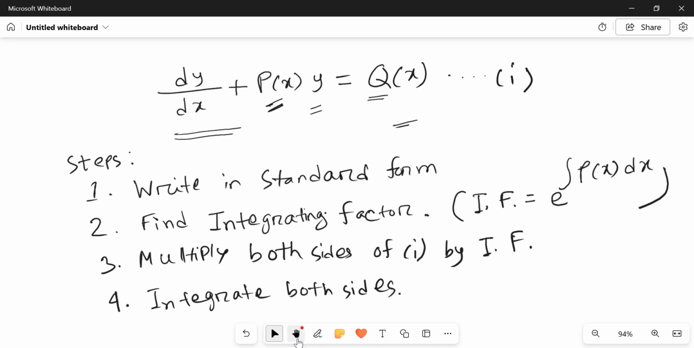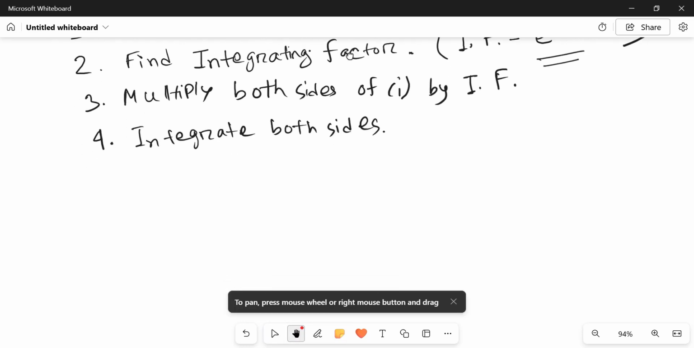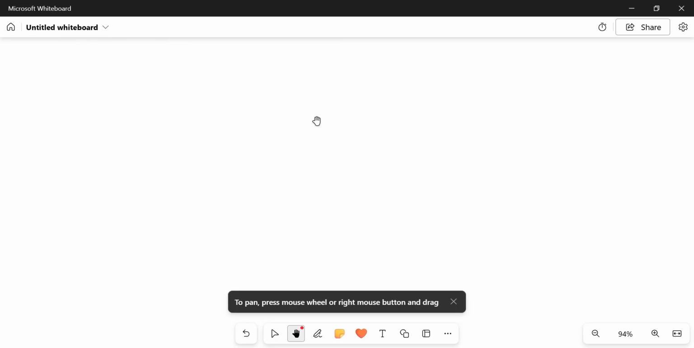So basically we have to follow these 4 steps. First is we have to write the first order linear differential equation in the standard form, if it is not given in the standard form. Then we have to find the integrating factor by using this, then multiply both sides of 1 by this integrating factor, and then we have to integrate both sides. Then we will get our solution in terms of our dependent variable, that is y. So let's just take an example.